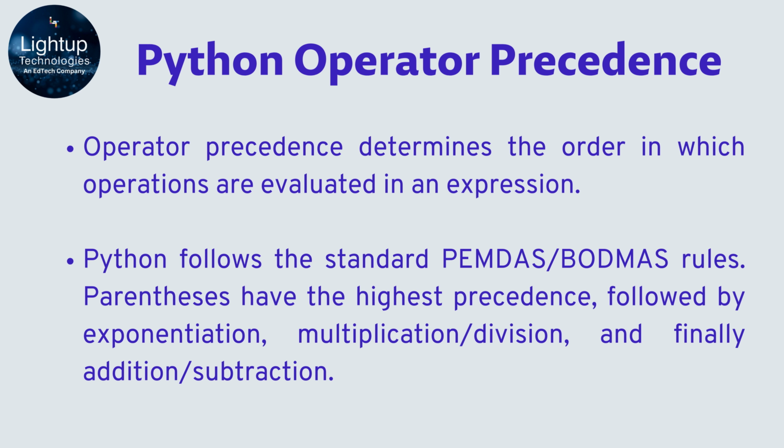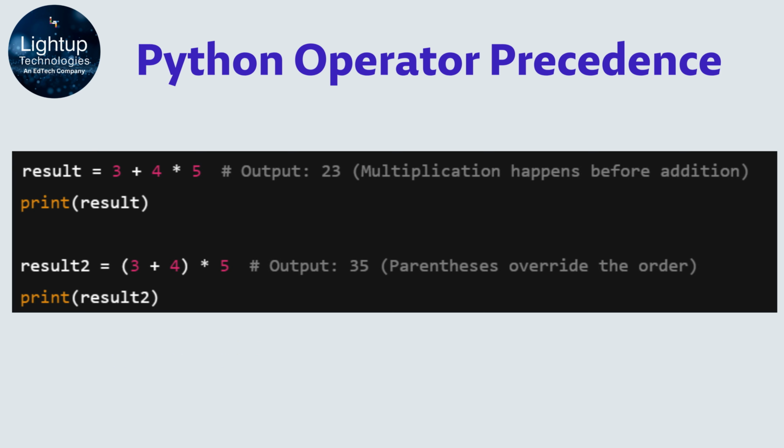Lastly, let's talk about operator precedence. Operator precedence determines the order in which operations are evaluated in an expression. Python follows the standard PEMDAS-BODMAS rules. Parentheses have the highest precedence, followed by exponentiation, multiplication, division, and finally addition and subtraction. Understanding operator precedence ensures that your expressions evaluate as you expect. You can always use parentheses to make the order explicit.